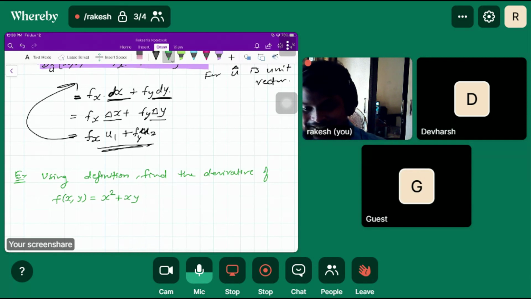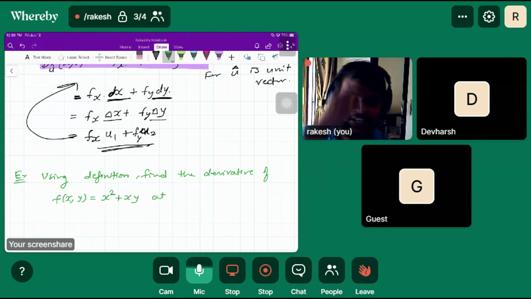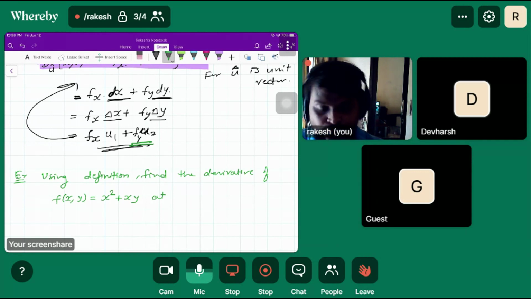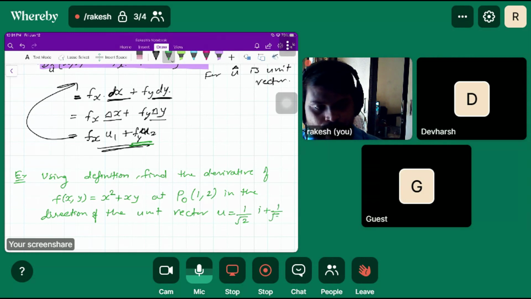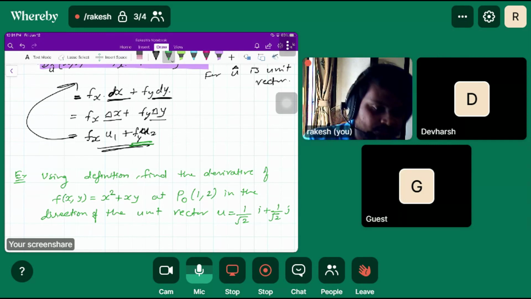That is f_y u2, right? Last line. f_y u2, the partial derivative of the function with respect to y into u2, at the point given here, in the direction of the unit vector u equal to 1 upon root 2 i plus 1 upon root 2 j. Is it a unit vector? First of all, let me know.